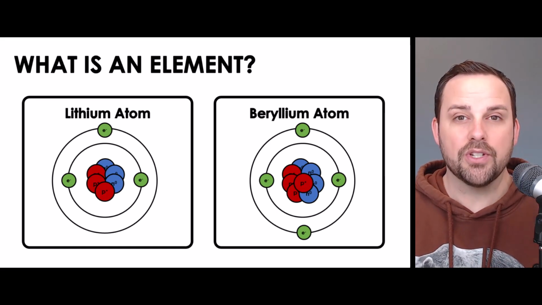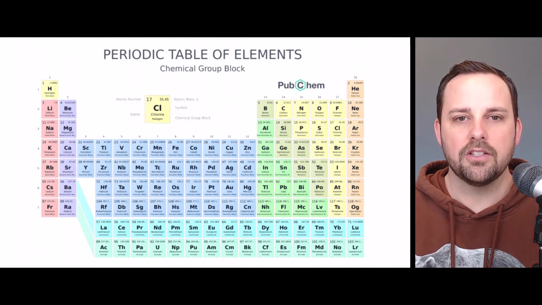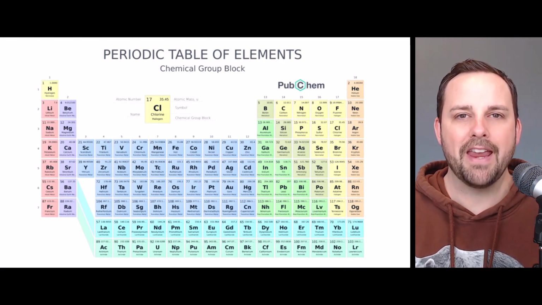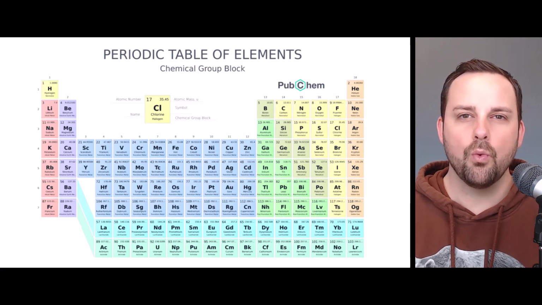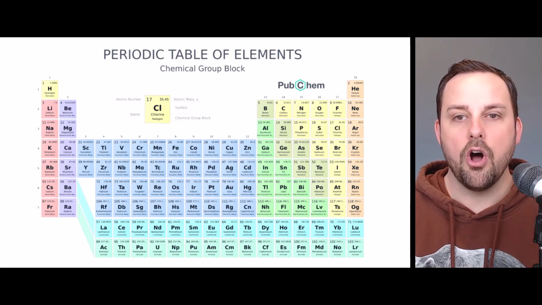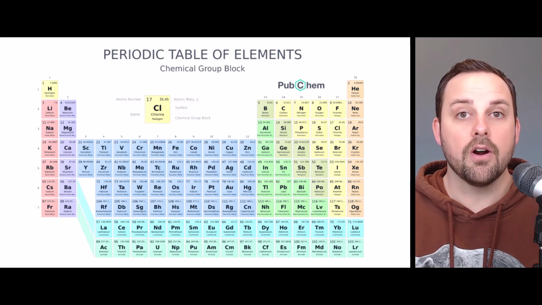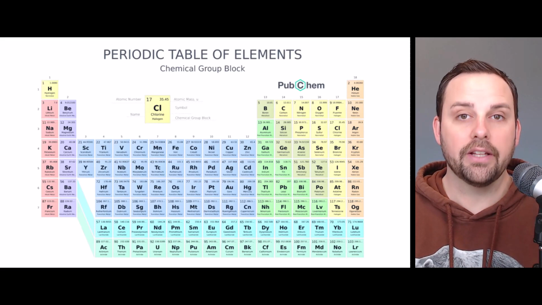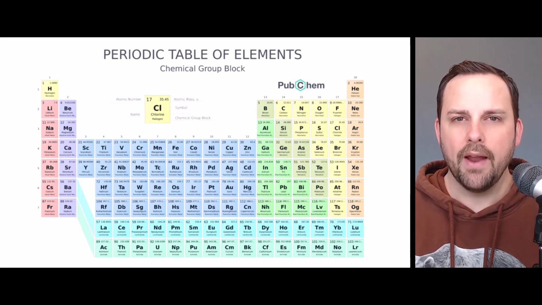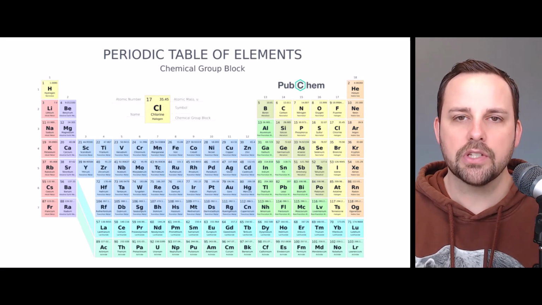One of the really interesting things about these elements is they can all be organized into this big graph we call the periodic table. The periodic table is a visual way of organizing all of the elements. There are 118 known elements, and they're all here in this table. The arrangement of these elements is very intentional, so take notice of a few things.